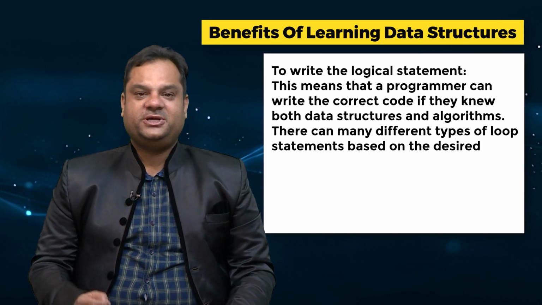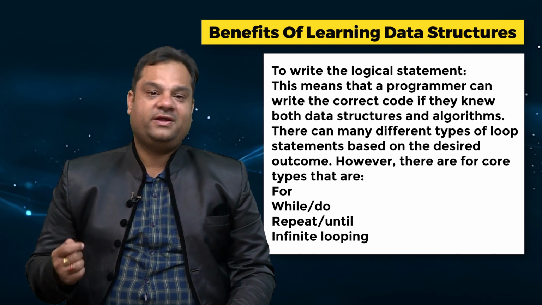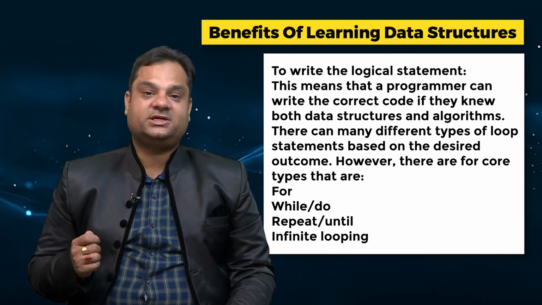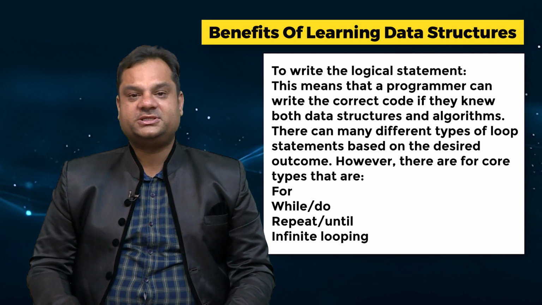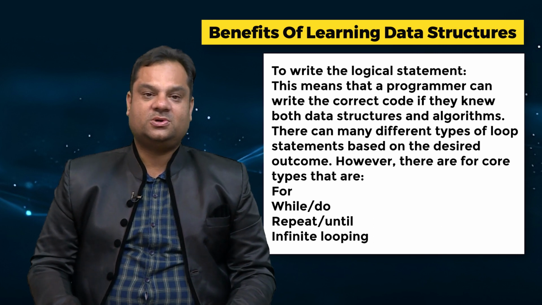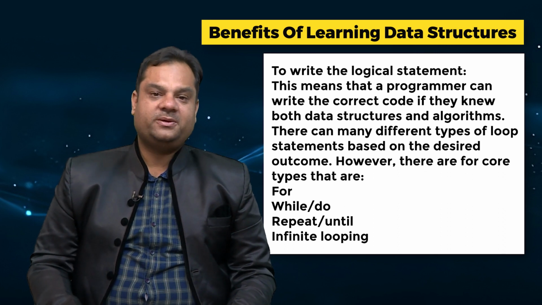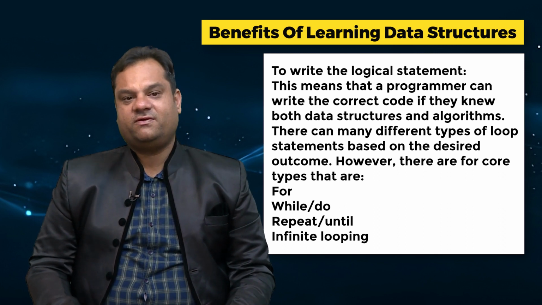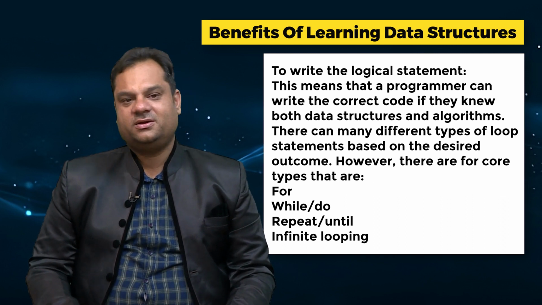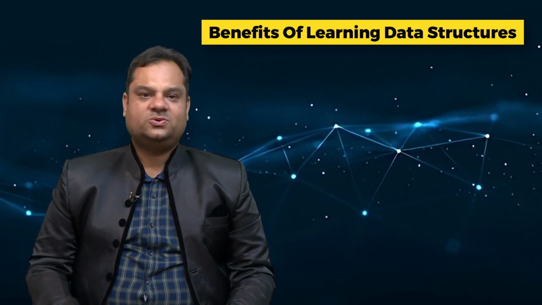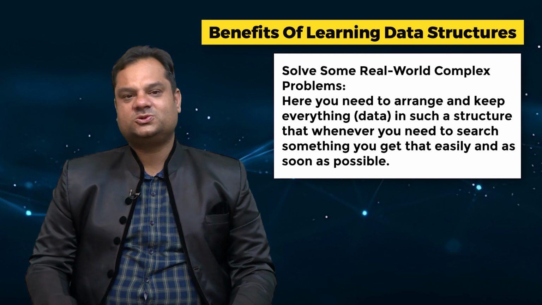This means that a programmer can write correct code if they know both data structures and algorithms. There can be many different types of loop statements based on the desired outcomes. However, there are four core types: for loop, while loop, repeat until, and infinite loops we can use. So you can solve some real-world complex problems also.